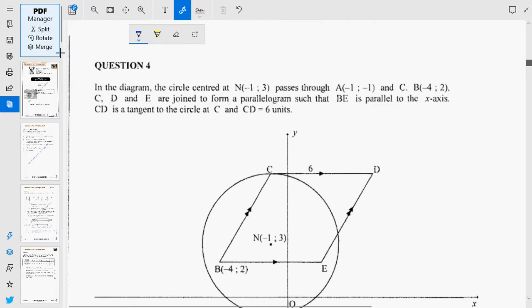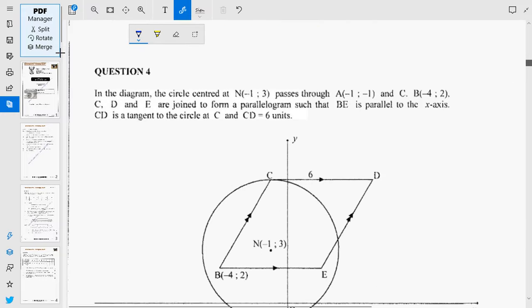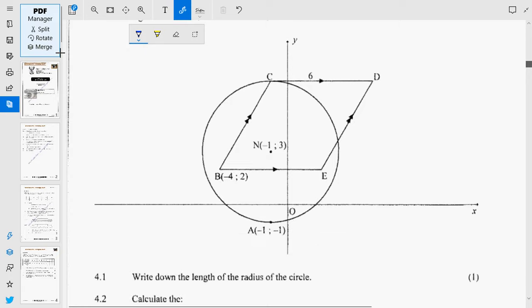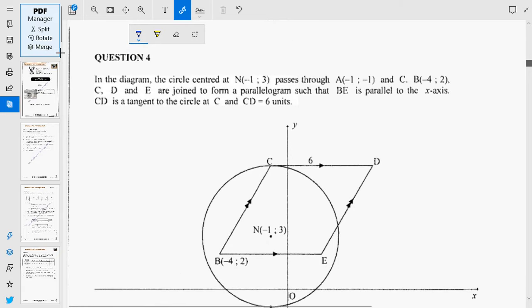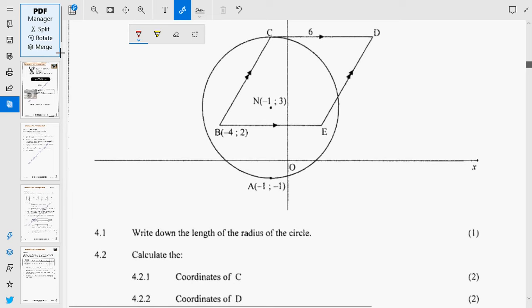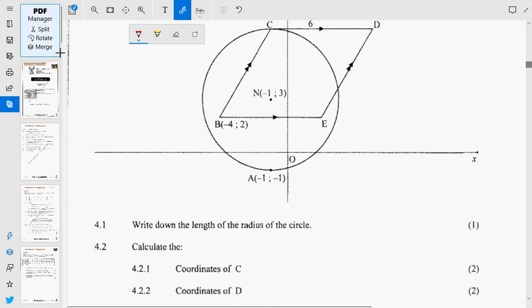Now on to question 4, and question 4 is testing circles, analytical geometry. So this is an exam review. You will have to read this before you answer the question. Now the first question here asks us to write down the length of the radius. Now be very careful when the examiner says write down. When the examiner says write down, it means the answer is in front of you. And in this case, the answer was indeed in front of you.